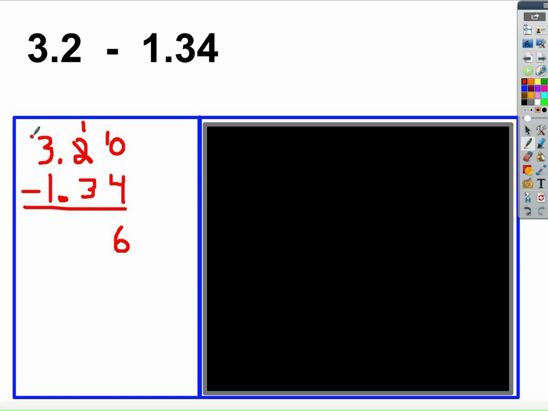Can't take 3 from 1, so I got to borrow again. 11 minus 3 is 8. The decimal goes straight down. And 2 minus 1 is 1.